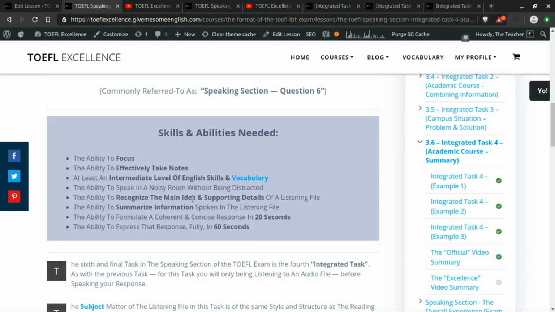Basically, you just have to comprehend what the lecture is about. And in the beginning of the lecture, they usually give you the main idea and the supporting details in what would be the first paragraph if it was a written file. And then they go on to give more information about those supporting details in what would be the next following paragraphs. So this is nothing new. You've already done this before. And then your job for this task is to then summarize the information.